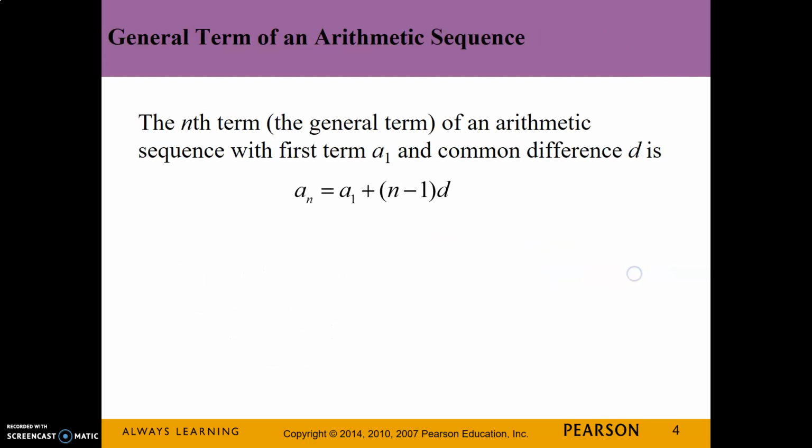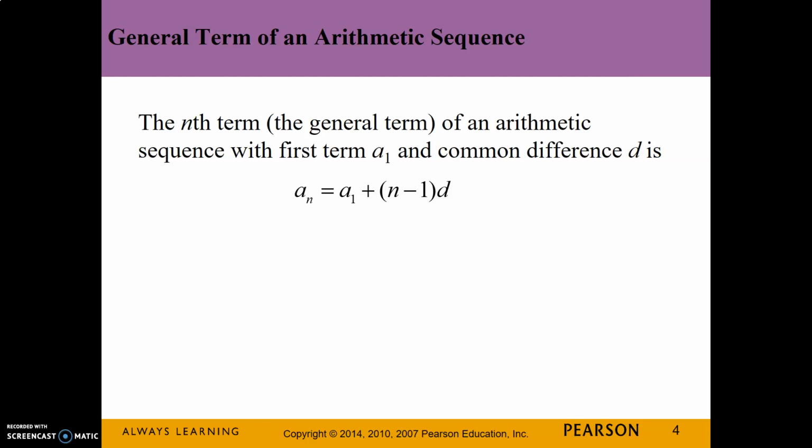Now, let's work with the formula. So we mentioned in the first section of chapter 10 how we can have a general term, or sometimes it's called an nth term, or an explicit formula. And that is something that I can plug a value into and get out a desired term of that sequence. So if I wanted the 20th term, I would plug in n equals 20.